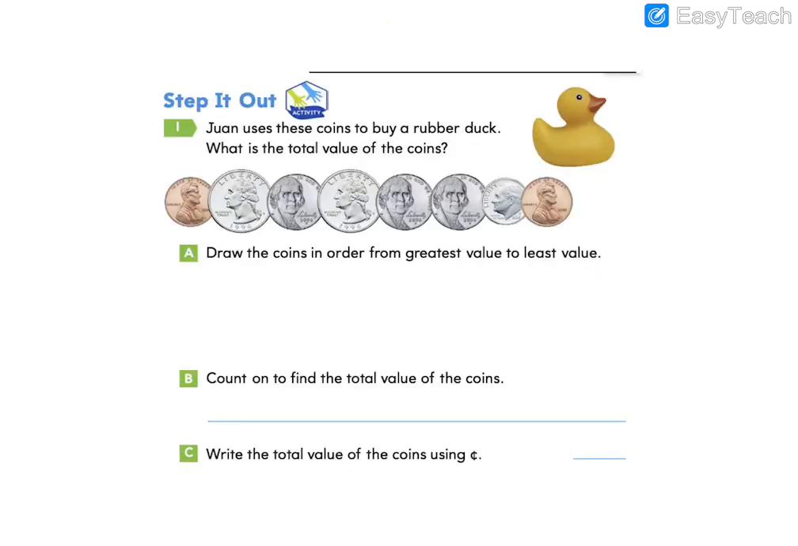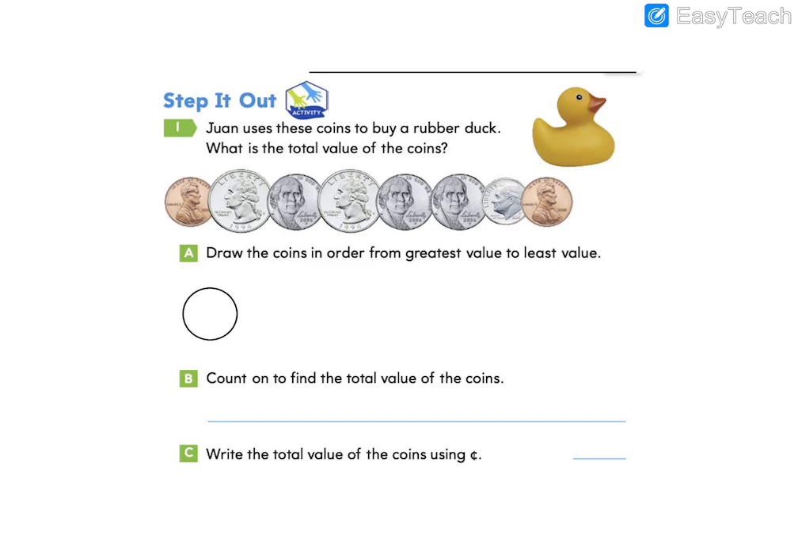Let's look at the Step It Out problem. Juan uses these coins to buy a rubber duck. What is the total value of these coins? So we have a penny, a quarter, a nickel, a quarter, a nickel, a dime, and a penny. We need to draw these in order from the greatest value to the least value. Remember, our greatest value is a quarter. Do we have a quarter here? We do. We actually have two.